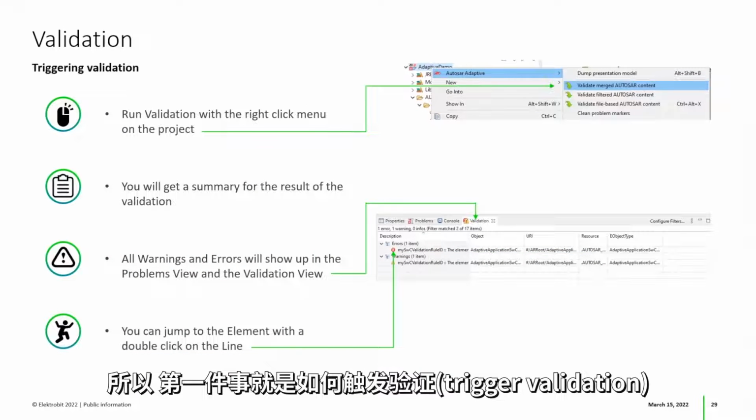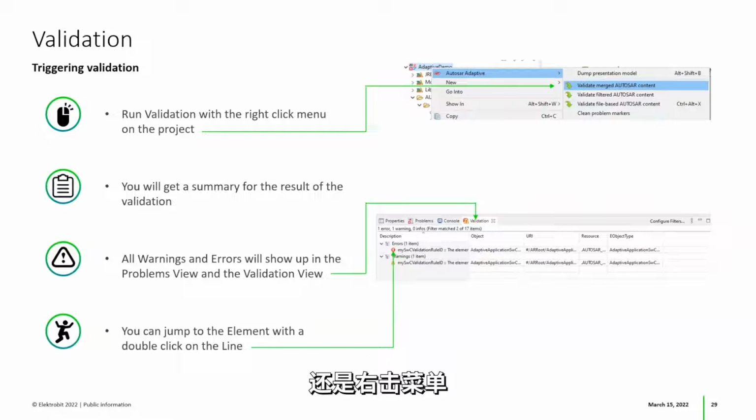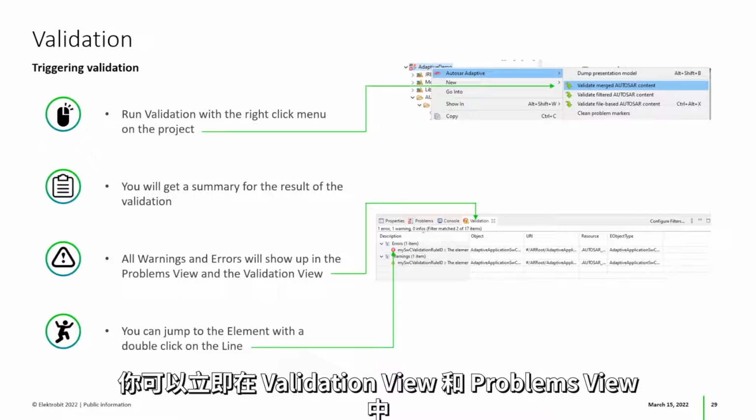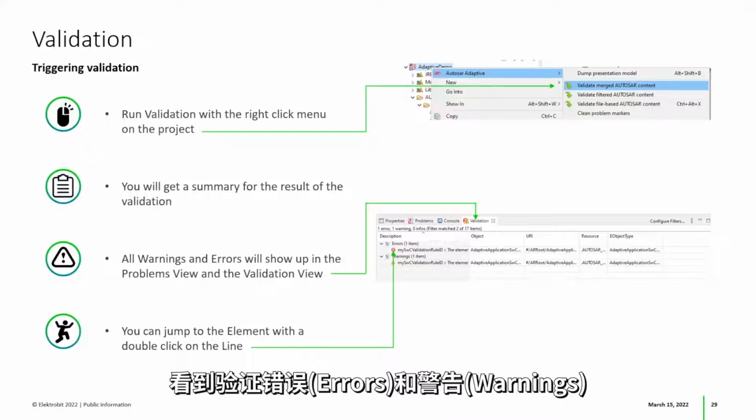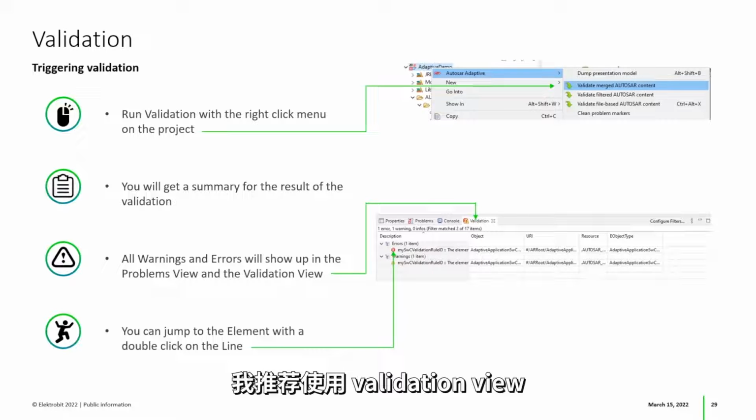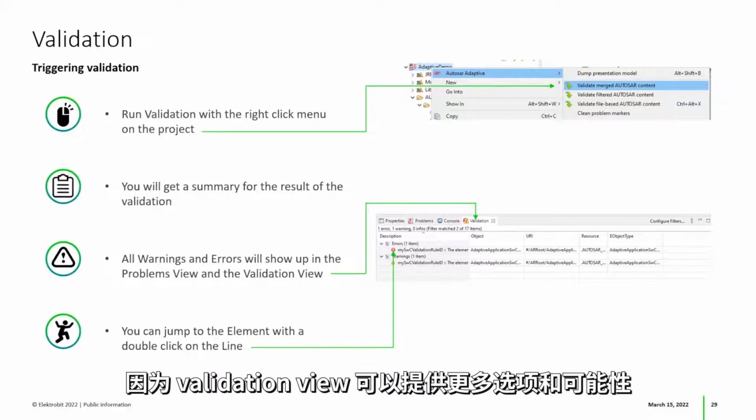So the first thing is how to trigger validation. It's also with a right-click menu, easy to come to. You will get a summary of the result of the validation, and you will see the validation errors and warnings immediately in the validation view and the problems view.